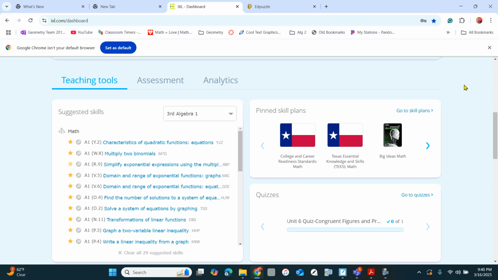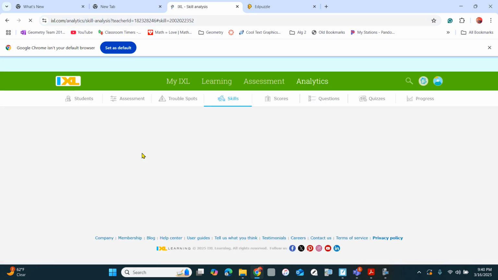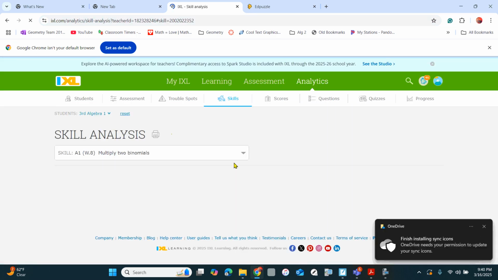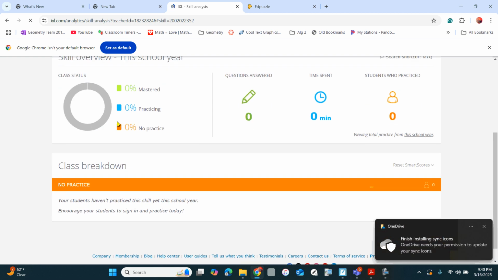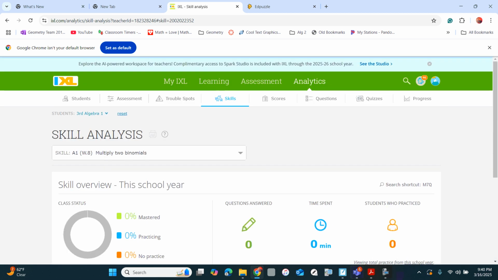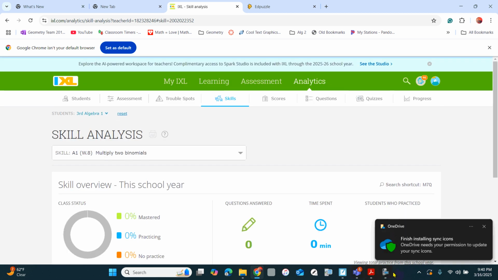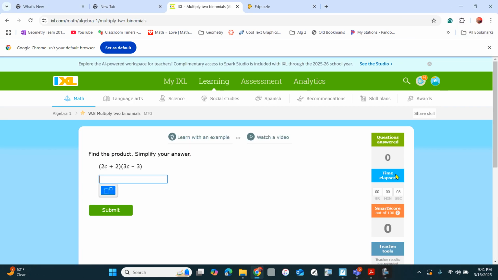The first thing I wanted to discuss with you is your IXL. It might not be in this order, but the first skill you want to do is multiplying two binomials. That was the M7Q. So that's what I want to go over with you, how to do that. It correlates with your Edpuzzle note. Okay, so here's the skill I want to go over.